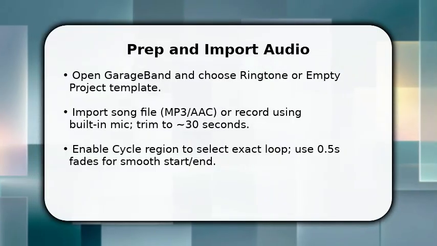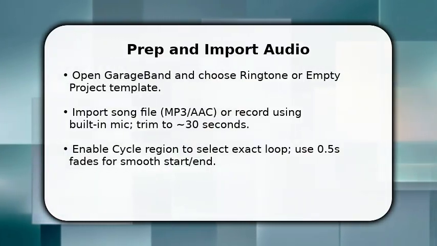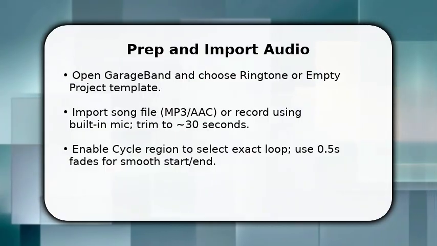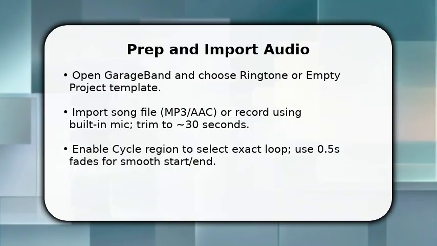You start by opening Garageband and selecting a ringtone or empty project. This sets the 30-second export target. Next, import your audio or record directly, trim aggressively to keep the hook.